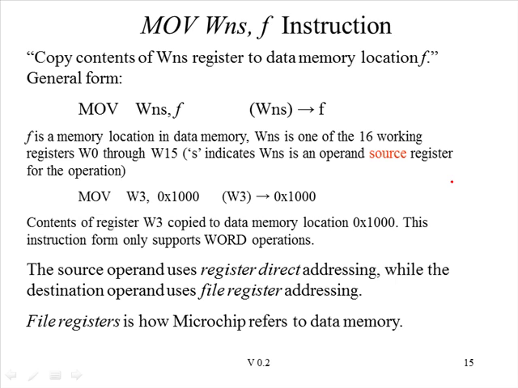So we've seen how to copy values between working registers. What about copying a value from a working register to a data memory location? This instruction will do that. This will copy a value in a working register to a data memory location. This particular example will copy the 16-bit value in W3 to location 1000. The form of this particular instruction only supports word operations. It's illegal to put a .b here. By the way, Microchip refers to locations in data memory as file registers. We say that the source operand uses register direct addressing, while the destination operand uses file register addressing.